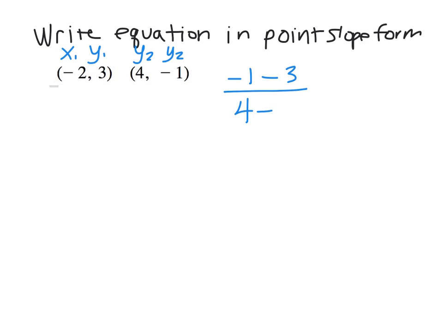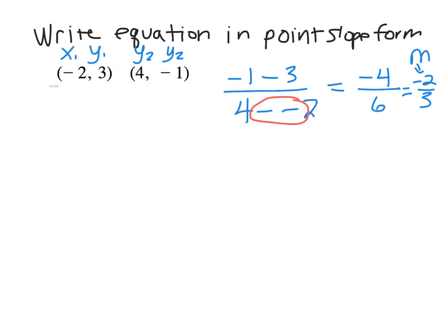So minus -2, and that's where most people screw up the slope formula, is dealing with negatives. So -1 minus 3 is going to be -4. And then down on the bottom, I've got a minus negative. That whole minus negative turns into a positive. So that's really 4 plus 2, and 4 plus 2 is 6. And then I can go ahead and reduce that to -2 over 3. So there's my slope.